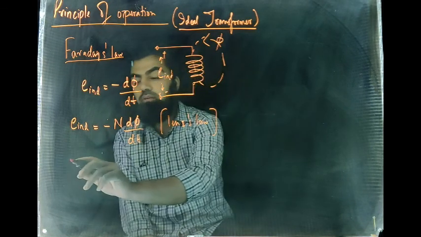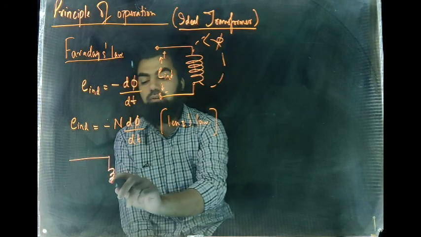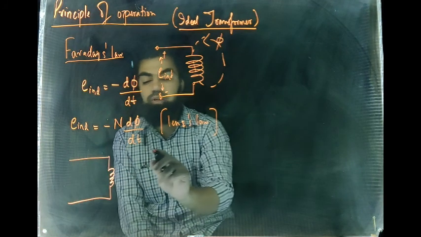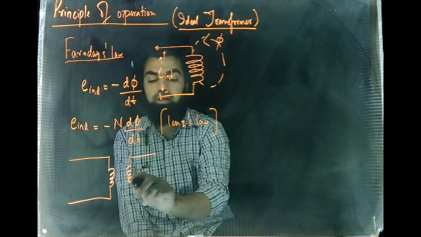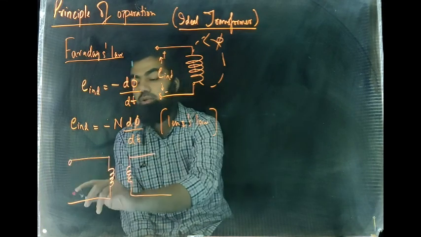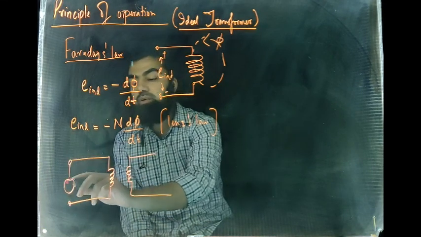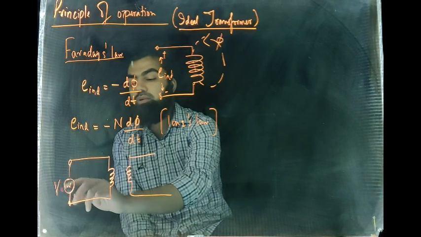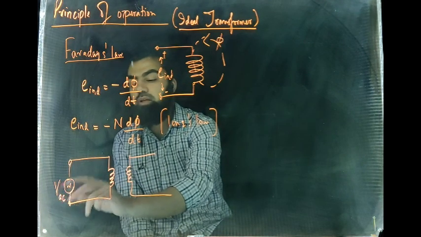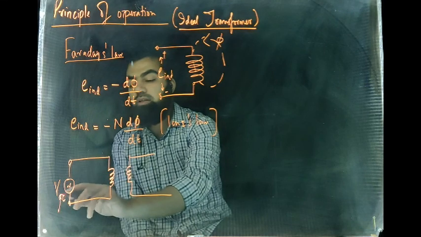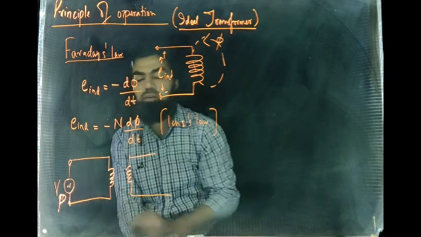Fine. So in the case of a transformer, you have a primary winding and a secondary winding. The primary winding is excited using a voltage source VAC, which we write as VP, fine.